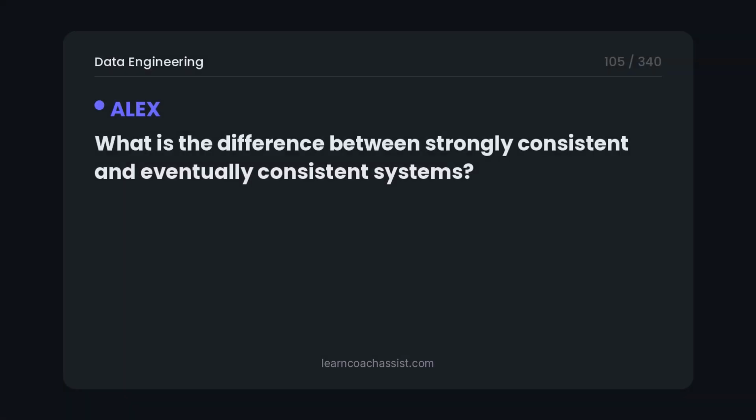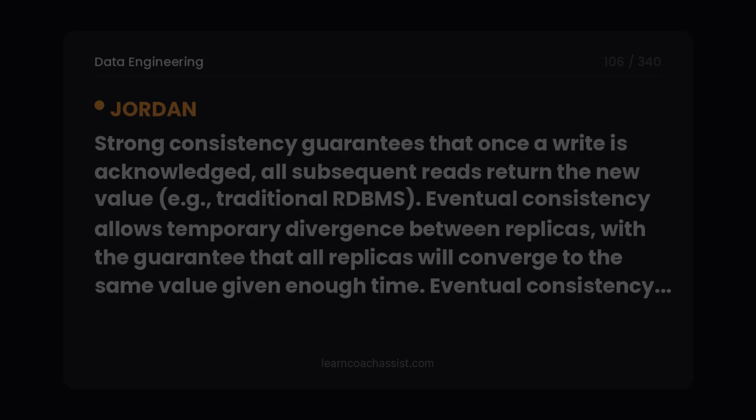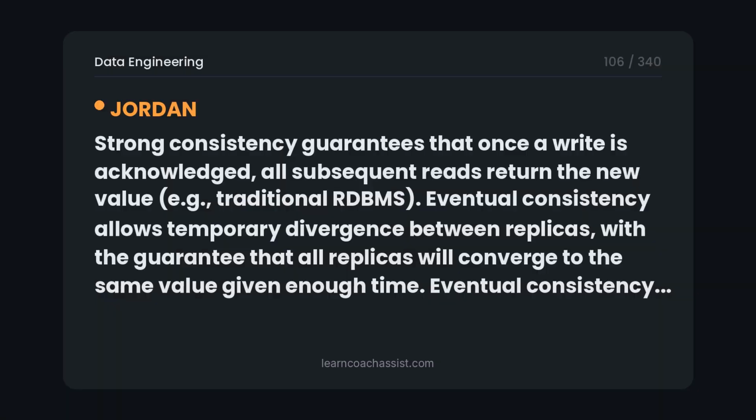What is the difference between strongly consistent and eventually consistent systems? Strong consistency guarantees that once a write is acknowledged, all subsequent reads return the new value, e.g., traditional RDBMS. Eventual consistency allows temporary divergence between replicas, with the guarantee that all replicas will converge to the same value given enough time. Eventual consistency is common in distributed systems like DynamoDB and Cassandra for higher availability and partition tolerance.